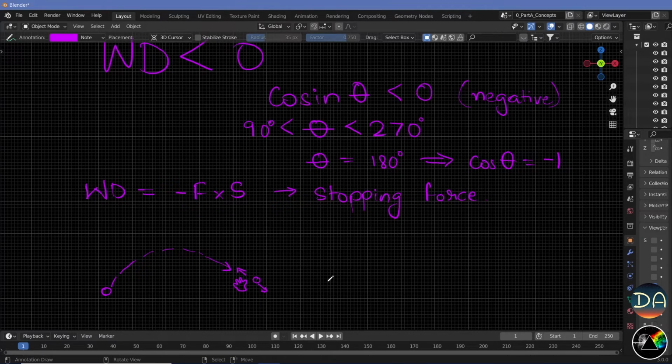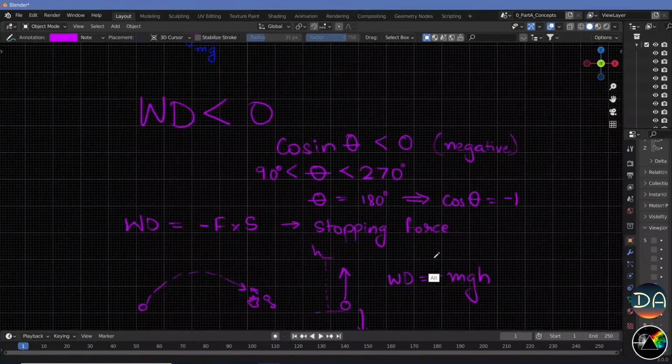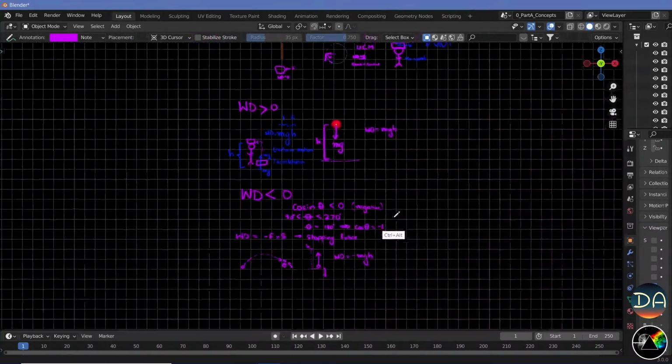The same thing occurs in general when a ball is thrown up. The motion is in the upward direction, but the force of gravity is in the downward direction. So in this case, the work done by the force as it's traveling up to a maximum height of h is going to be minus mgh. Hopefully that gave an insight into the different situations of force and work done.